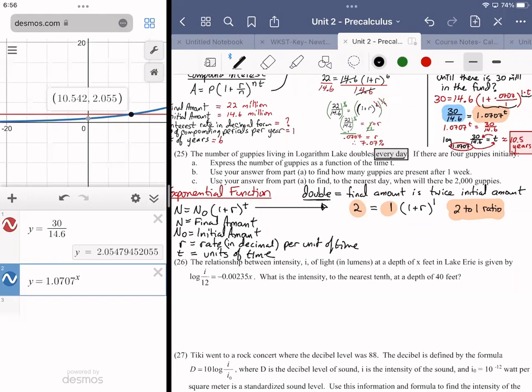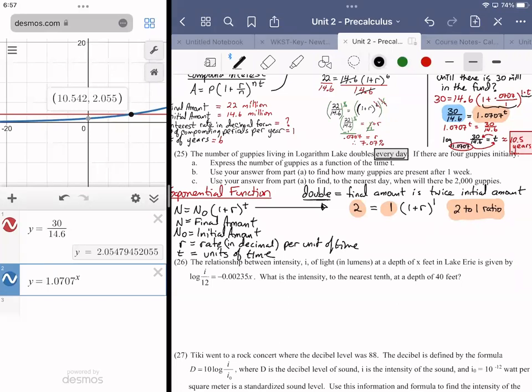It really depends on the situation. Now, they could actually give you the ratio and say that that's a 1.5-to-1 ratio. It depends on the problem. You know, the number of guppies living in Logarithm Lake increases by a ratio of 7-to-1 on a daily basis. So you've got to be ready for something like that.